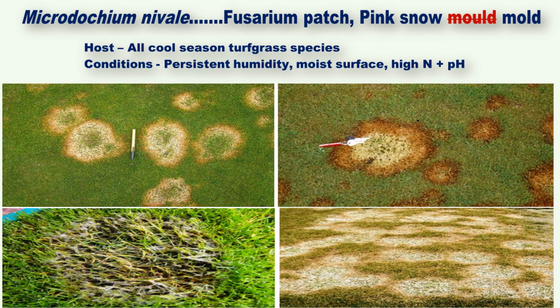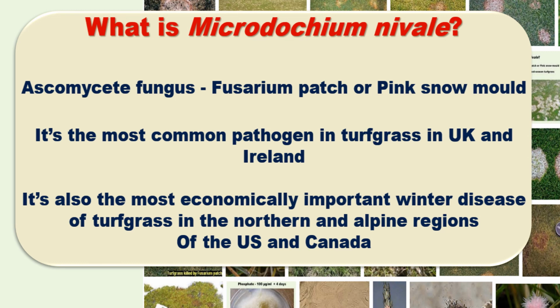Well, it's known as Fusarium patch or pink snow mould, and it affects most cool season grasses, predominantly during cool, moist conditions and under snow cover. It's an Ascomycete fungus, and it's the most common and damaging pathogen of turfgrass in the United Kingdom and Ireland, and a very important pathogen in the northern areas of the US, Europe, and throughout Canada.